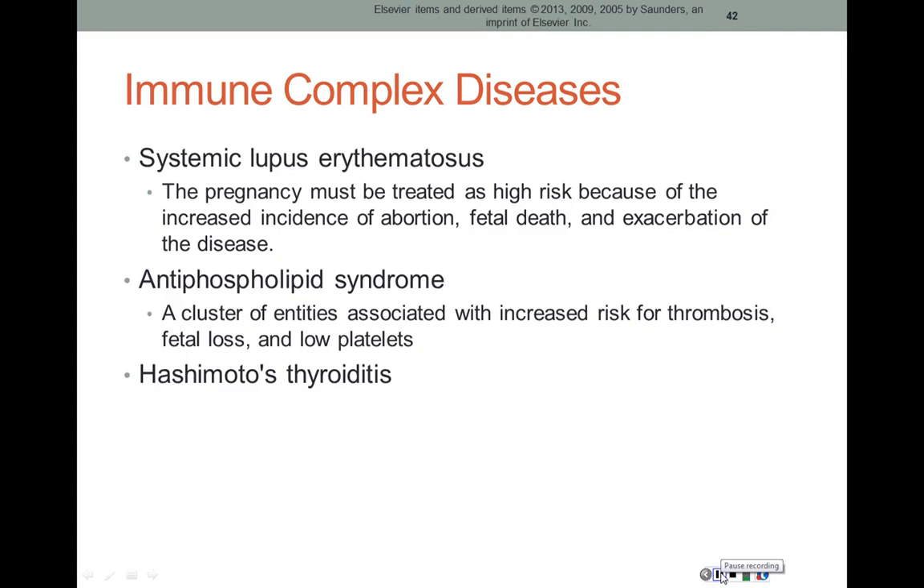Okay, Hashimoto's thyroiditis. This is just an autoimmune disorder where the body attacks the thyroid gland. And because of this, it increases the risk for miscarriage. So mom should have TSH evaluation every 4 weeks for the first half of her pregnancy, and then once somewhere in between 26 to 32 weeks.